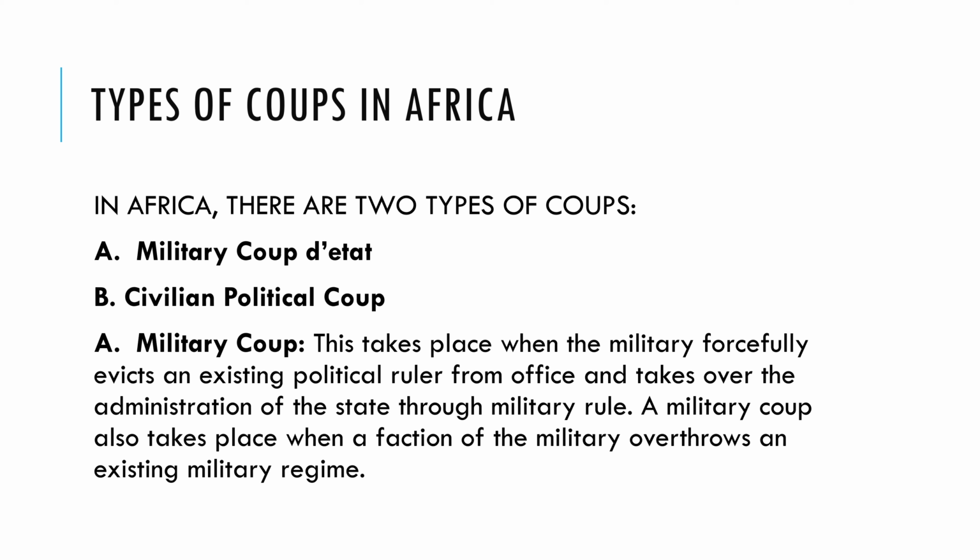It could be said that there are two types of coups in Africa. A. Military coup d'etat, which is known all over the world. And then B. Civilian political coups. So what are they? A military coup takes place when the military forcefully evicts an existing political ruler from office and takes over the administration of the state through military rule. A military coup also takes place when a faction of the military overthrows an existing military regime.